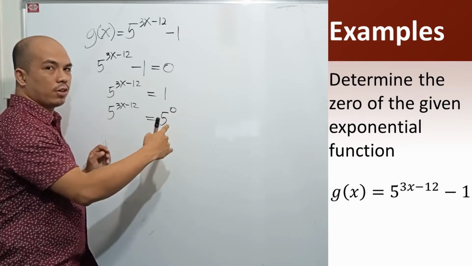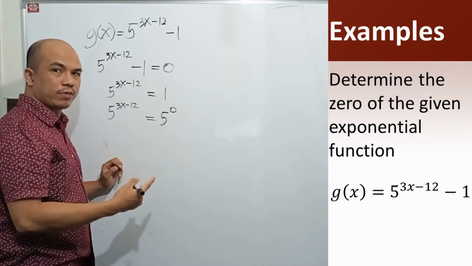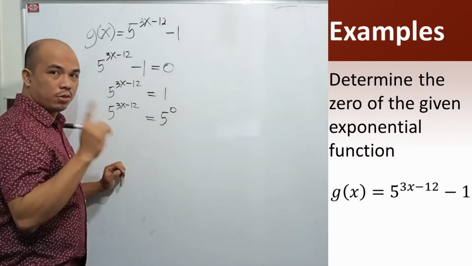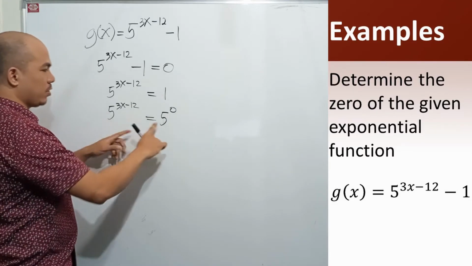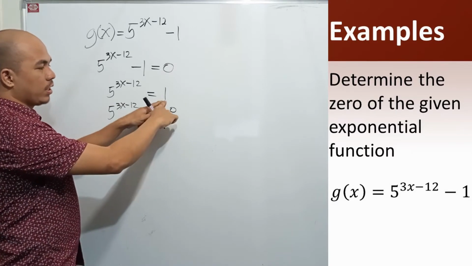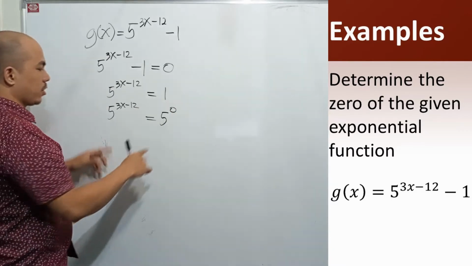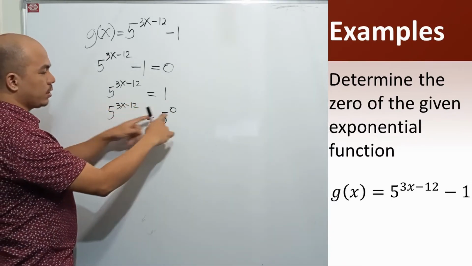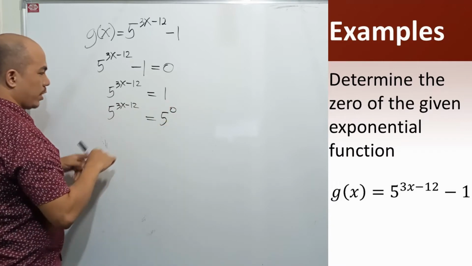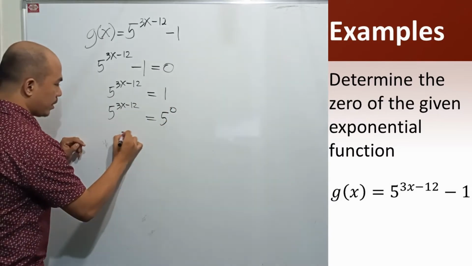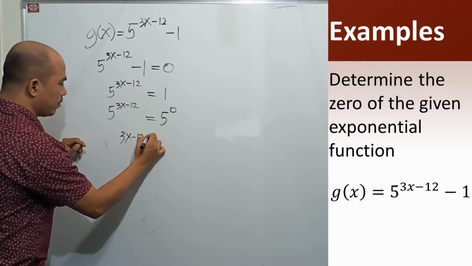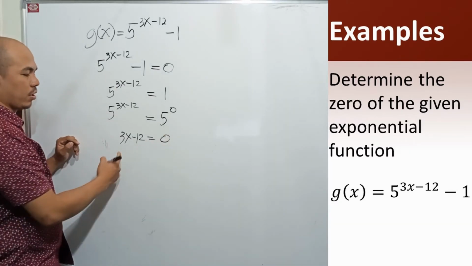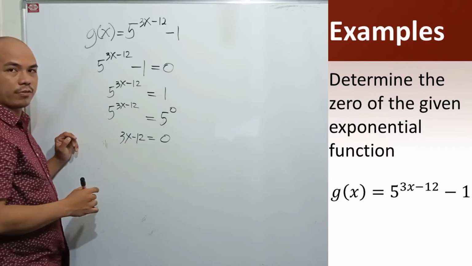So, 5 raised to 0, if we're going to review our laws of exponents, di ba? 5 raised to 0, that is equal to 1. So, that means, yung 5 raised to 0 natin, equal din siya kay 1. Okay? So, ngayon, pareho na yung base nila. So, that means, our x sub 1 dito is equal dun sa ating x sub 2. Okay? So, we have 3x minus 12 is equal to, ang ating exponent dito is 0. Ayan. Then we can be able to solve for the value of x.